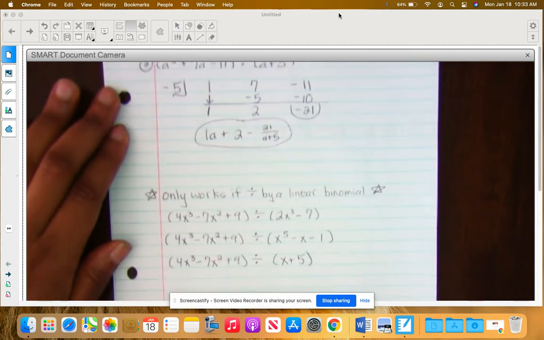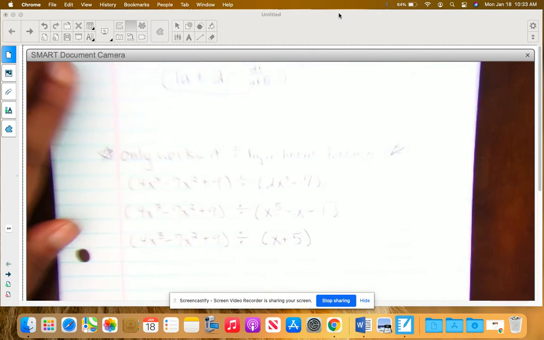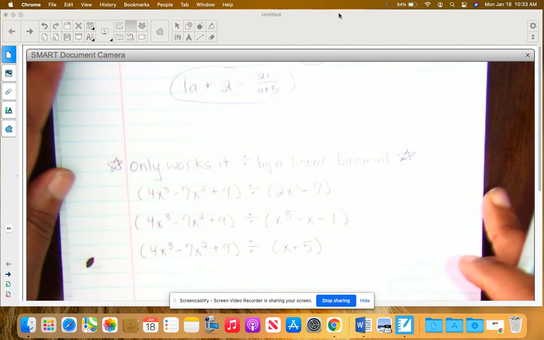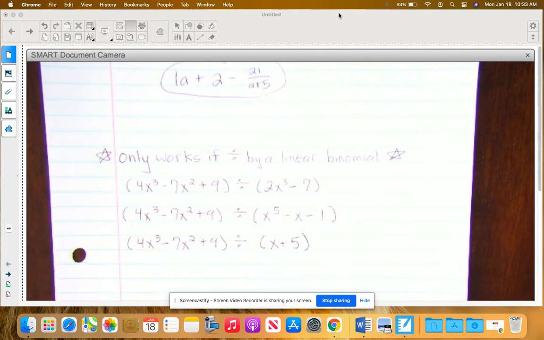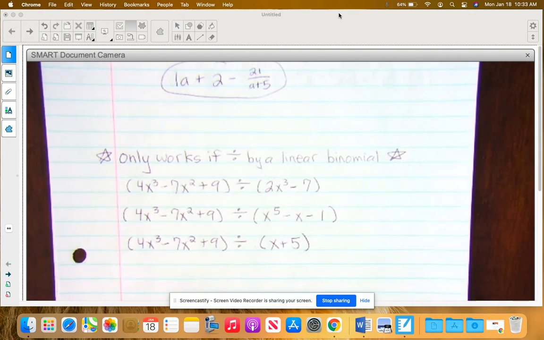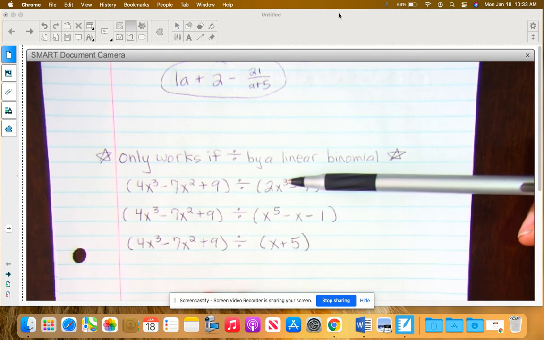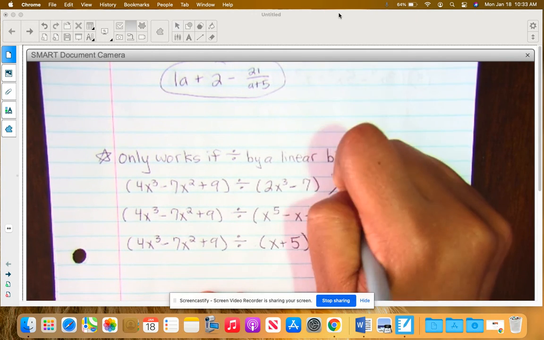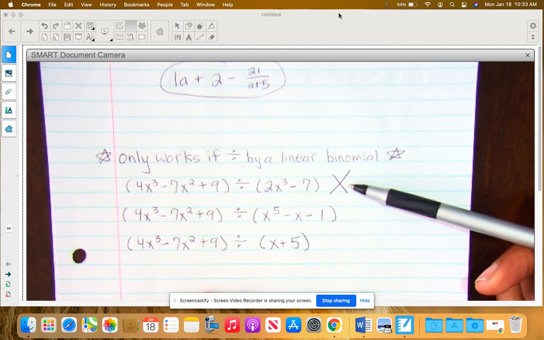Now, let me make sure you understand what I mean when I say it only works if you divide by a linear binomial. What that means is it only has to have 2 terms. Okay, there we go. I want to make sure it was in focus for you. So I can only have 2 terms. That's what binomial means. And linear means the highest exponent is 1. Definitely 1. So it only works if what you're dividing by is a linear binomial. So this one is a binomial. It's got 2 terms. But this exponent here is 3, so that's not linear. So this one you cannot do synthetic division with. You'd have to do long division.